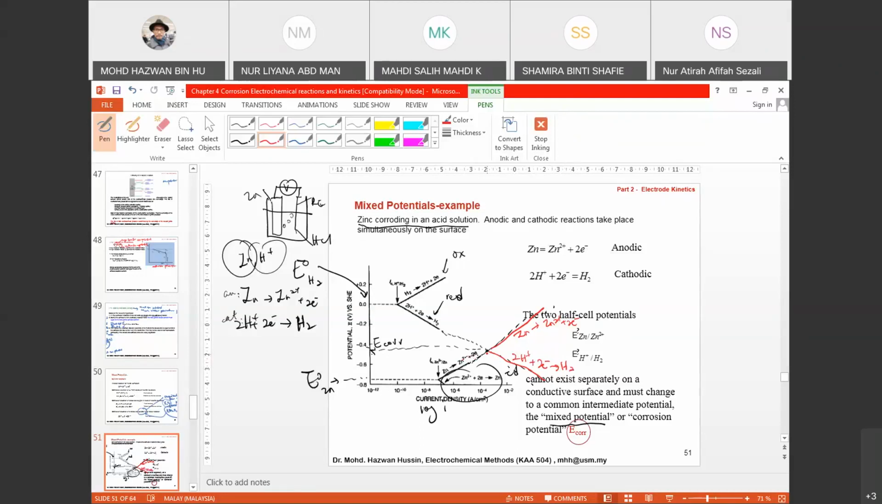Okay, and this is actually the I-core. All right. Since earlier I said to you, mixed potential means that you consider both potentials, the potential for zinc and the potential for hydrogen, which at the end resulted in a new potential that we call E-core. Okay, so E-core is basically the corrosion potential.